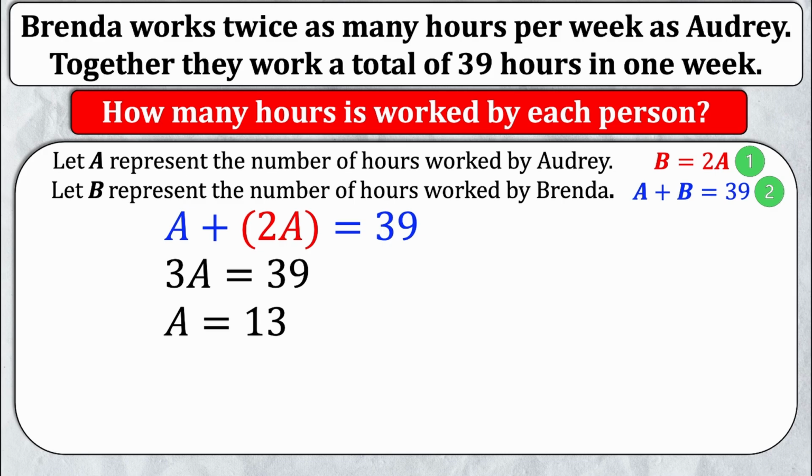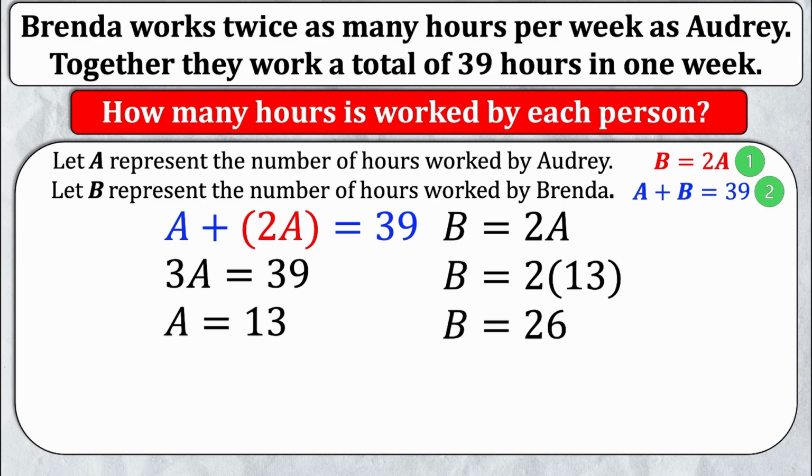Well, finding Brenda's hours once you know Audrey's is quite simple. You just plug it into the first equation. And so Brenda works twice as many hours as Audrey, so B equals 2A. Now that we know what A is, we just plug it in. So Brenda's hours worked is 2 times 13, which is just 26 hours.